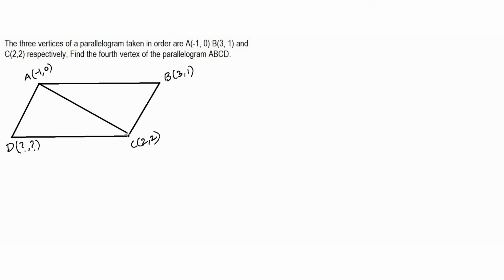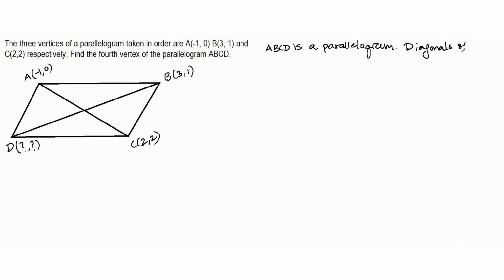Now again over here, I know that this is a parallelogram. So the diagonals of a parallelogram bisect each other. So I can say that ABCD is a parallelogram. And we know that the diagonals of a parallelogram bisect each other, which means that now I know the coordinates of A and C. So because I know the coordinates of A and C, I can find the midpoint of AC. So the midpoint of AC is O.